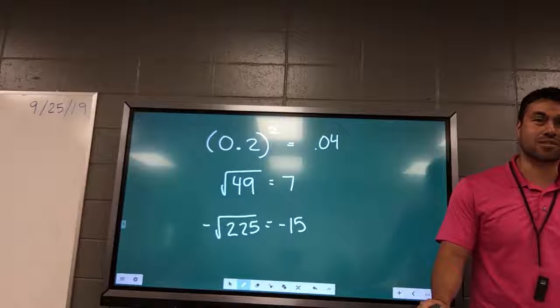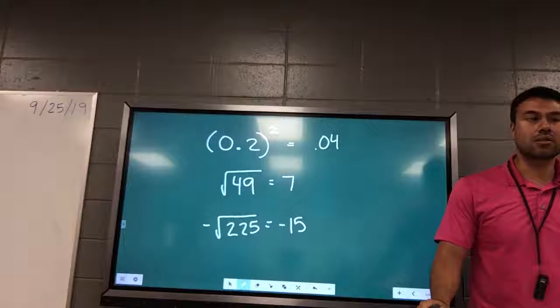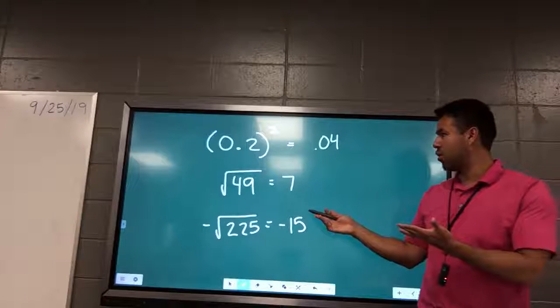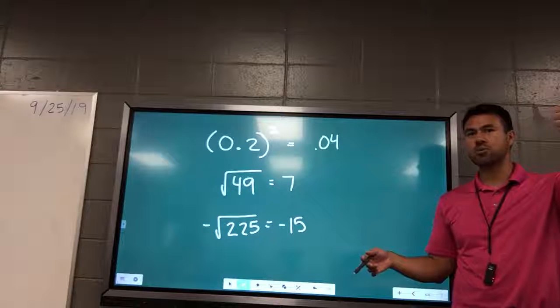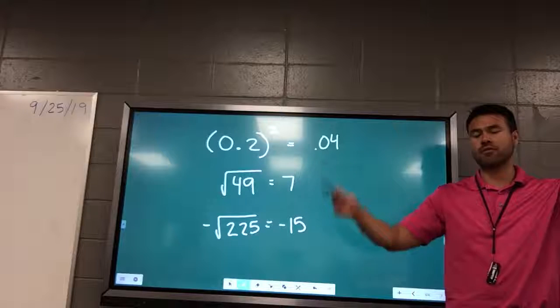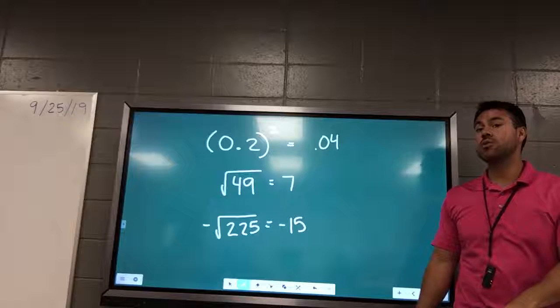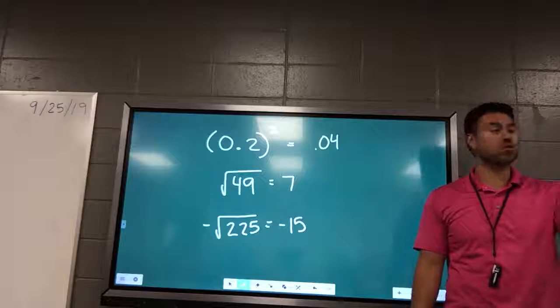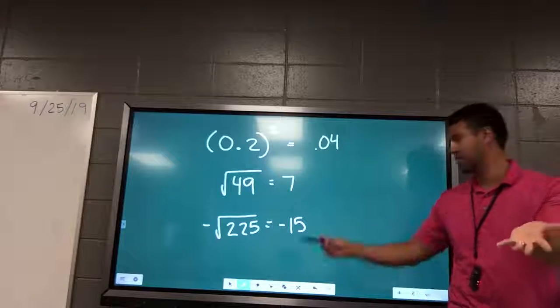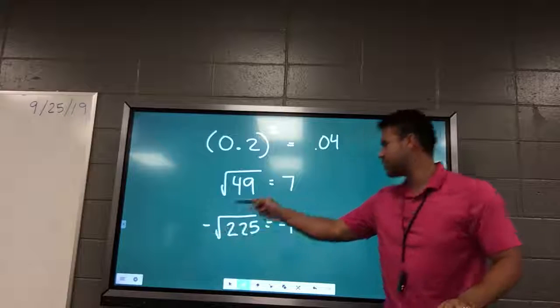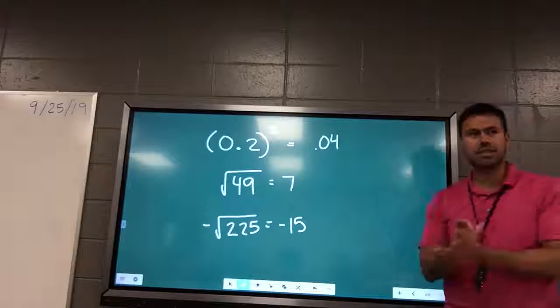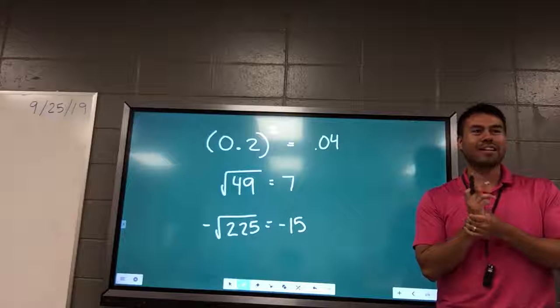Any questions? No. Okay. So today, this is what we want to go over. You know the perfect squares to 15, or sorry, to 225. And you know the square root of 225, which is what? 15. And you know the negative square root of 225? Negative 15. Tomorrow, guys, it gets tough.